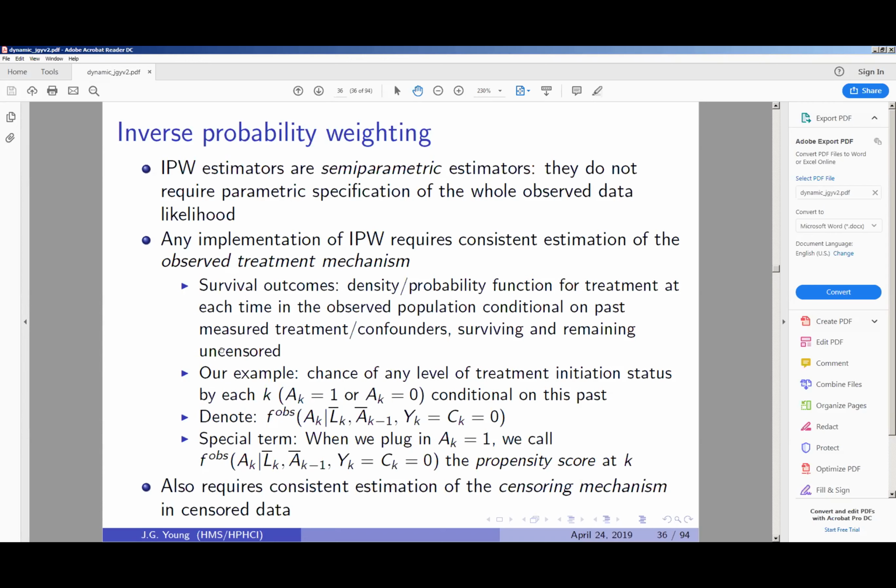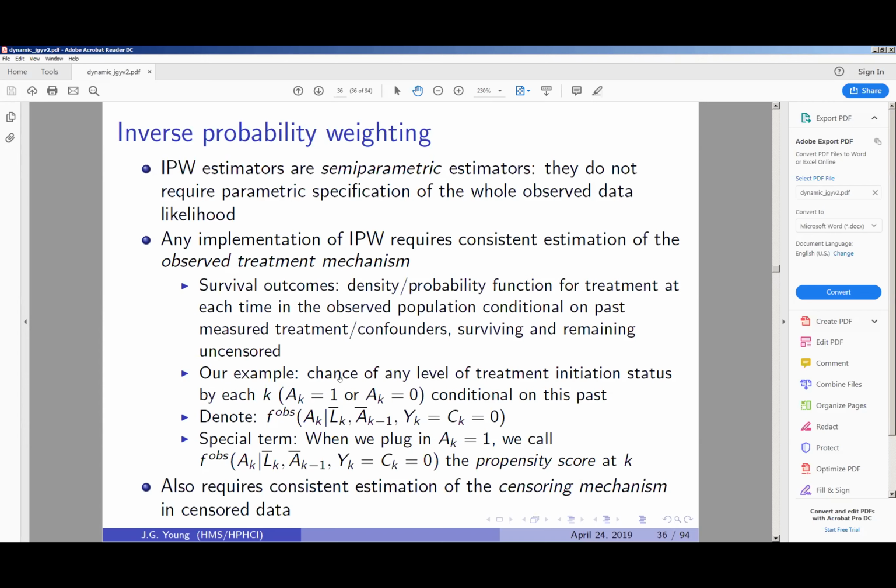Any implementation of IPW is going to require consistent estimation, meaning that as the sample size gets bigger, it converges to the true value of what we call the observed treatment mechanism. So in the case of survival outcomes, which is what we're talking about today, by observed treatment mechanism, I mean either the density for a continuous treatment, or in our case, the probability function for treatment at each time in the observed population. So in the population from which HIV causal is drawn, conditional on past measured treatment and confounders, and surviving and remaining uncensored to each time.